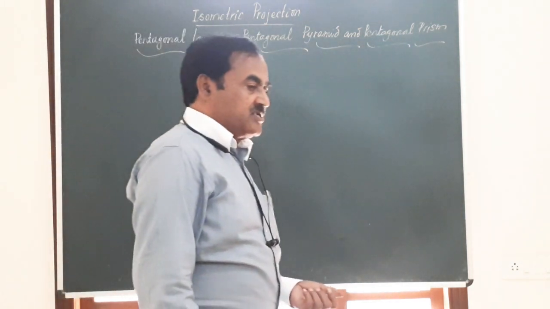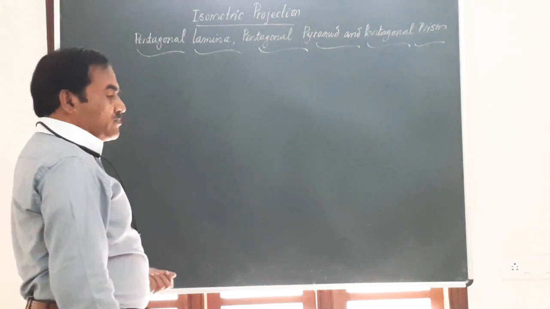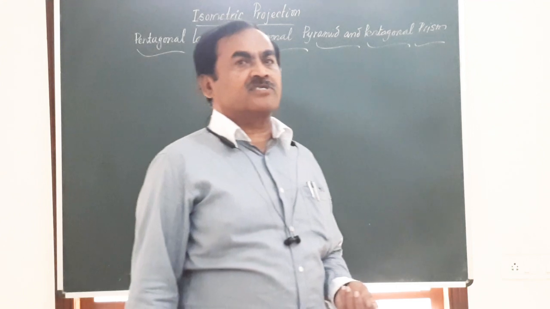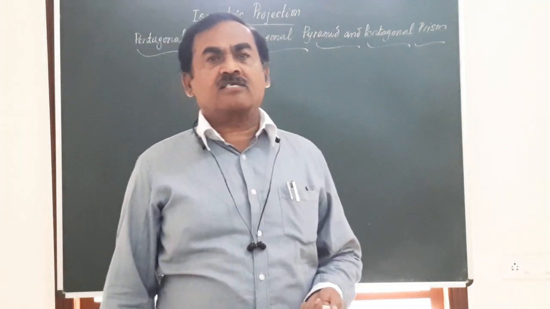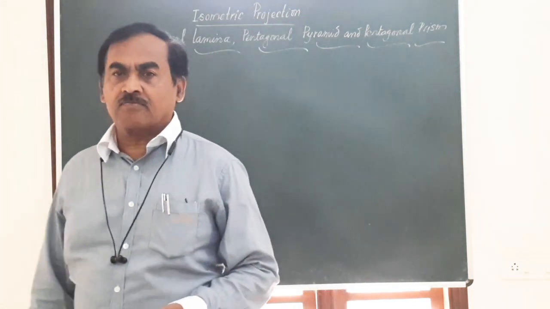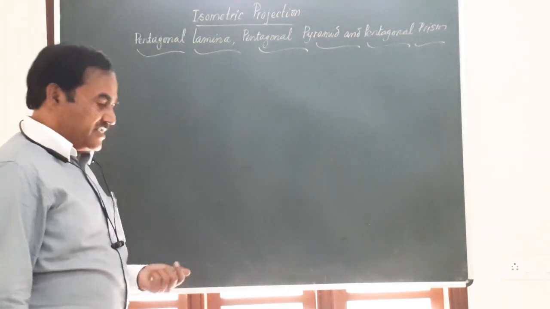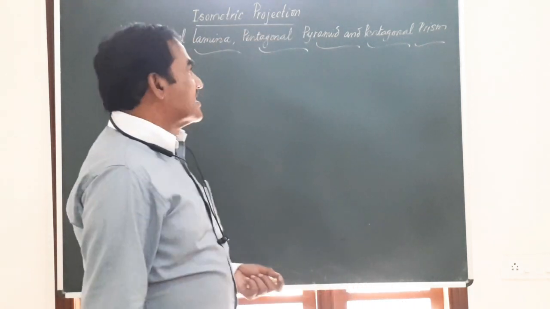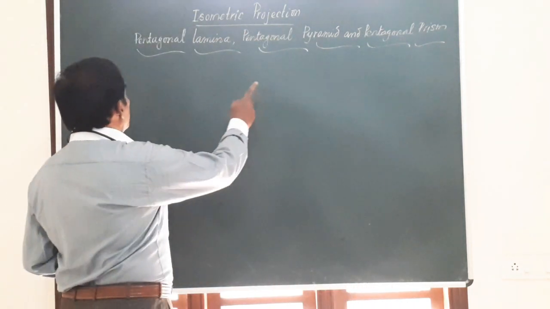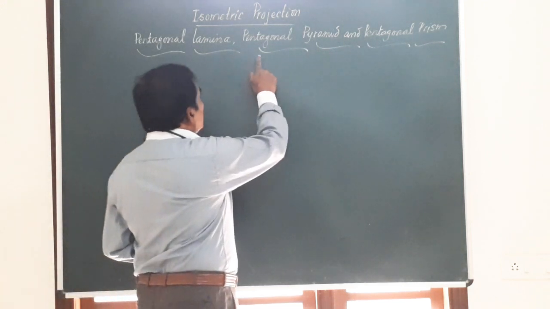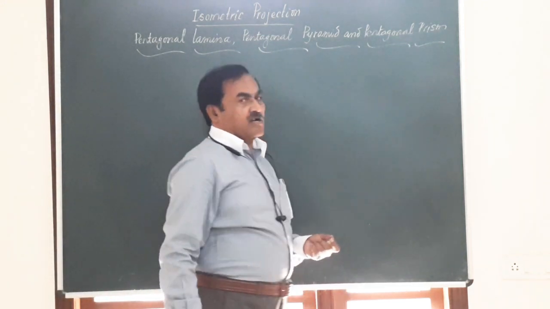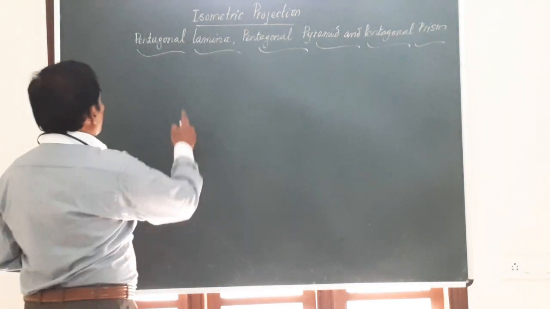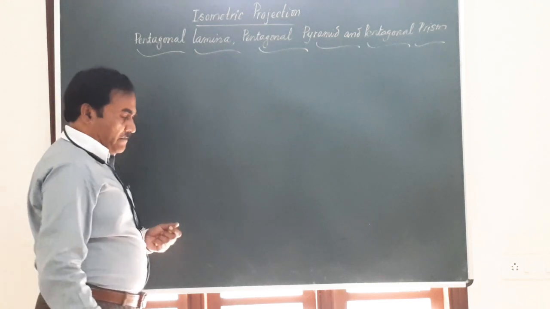Friends, in the previous session, I had explained the construction of the isometric scale and isometric projections of simple objects such as a cube, a prism, a square pyramid, etc. In today's session, I will be explaining the construction of the isometric projection of a pentagonal lamina, a pentagonal pyramid, and a pentagonal prism. Friends, let us start with the first part of today's session, that is the pentagonal lamina.